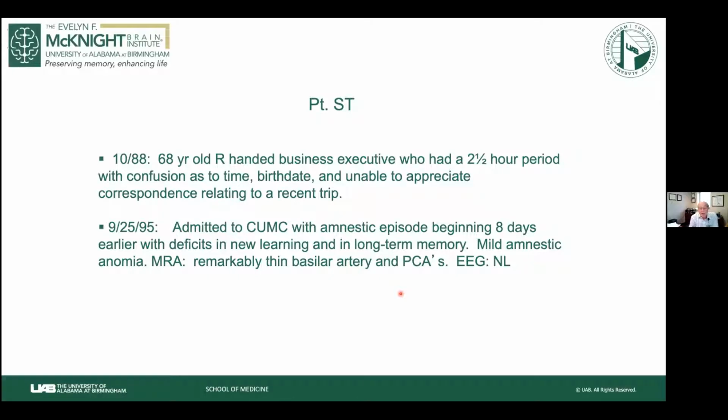This episode lasted 2.5 hours and didn't recur for another 7 years, when he was admitted to Columbia, where I was at the time, with an amnestic period beginning 8 days prior to admission, with deficits in new learning and in long-term memory. He had mild amnestic anomia, and the magnetic resonance imaging showed a remarkably thin basilar artery and posterior cerebral arteries, although he had a normal EEG.